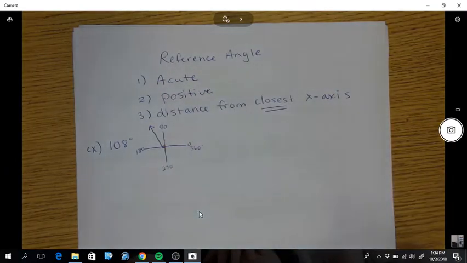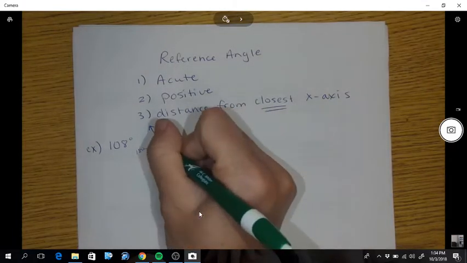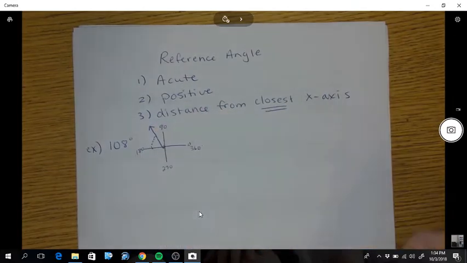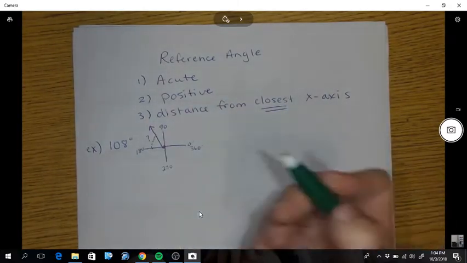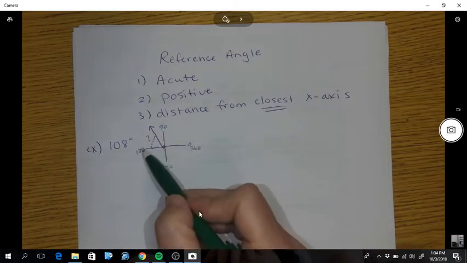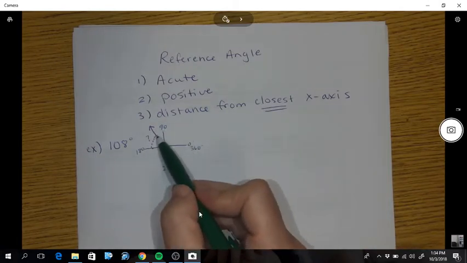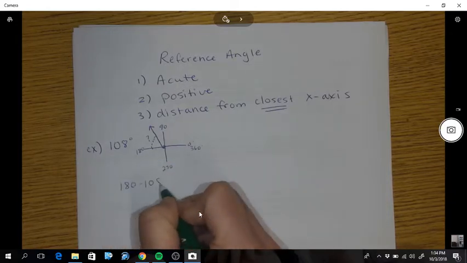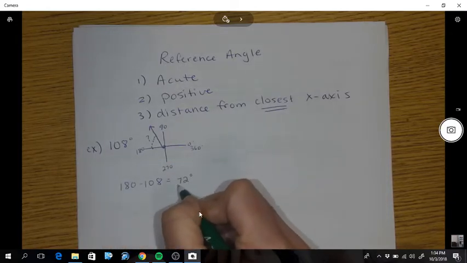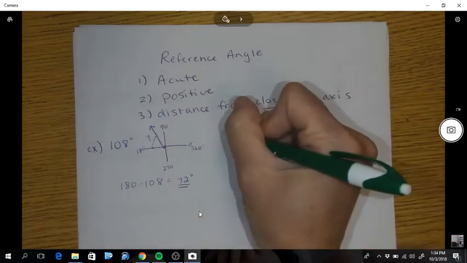So the reference angle is the acute positive closest x-axis distance. So that angle would be, what is that measurement? Okay, so to find that measurement, I would have this whole thing, 180, subtract this side, 108. So my reference angle is 72 degrees.